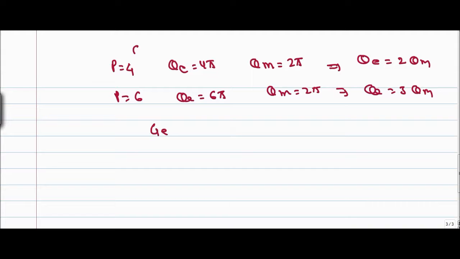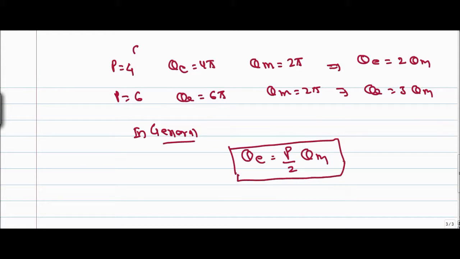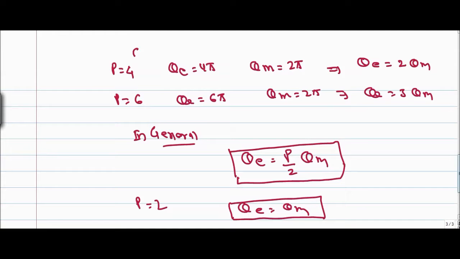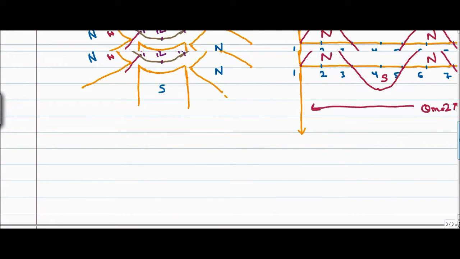So the general conclusion: in general, theta electrical is P by 2 times theta mechanical. At P equal to 2, theta electrical equals theta mechanical. That means the rotation of the conductor X electrically is equal to the mechanical. So this is the basic concept of electrical and mechanical angles in electrical machines.